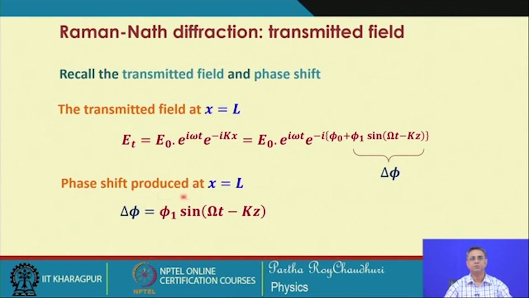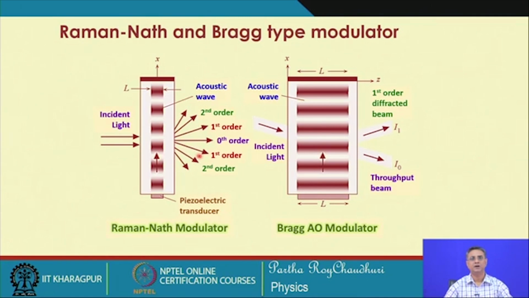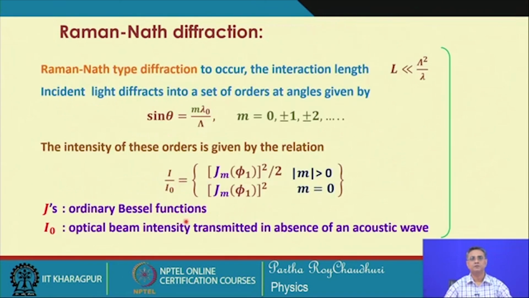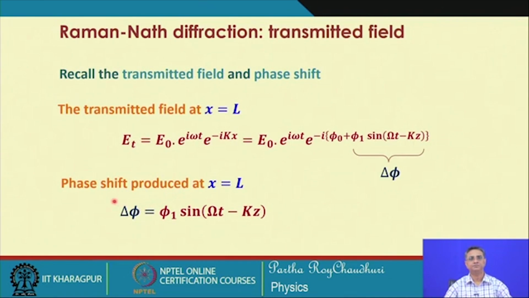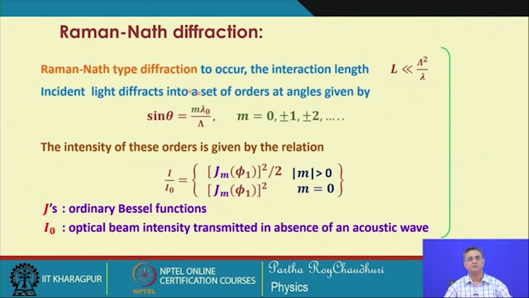The phase shift produced at x equal to L will be given by delta phi is equal to this. Then, for Raman-Nath type of diffraction to occur, the length of interaction L must be smaller than this value, that is, the acoustic wavelength squared divided by the wavelength of the optical beam.